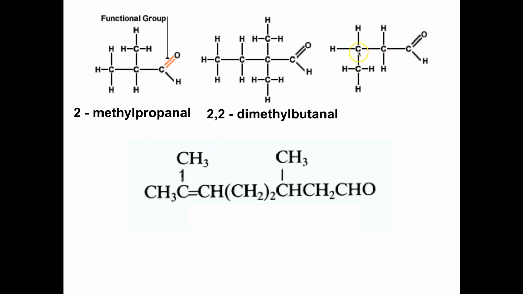1, 2, 3, or is this part of the longest continuous chain? What do you think? Is it a methyl? 1,3 methyl propane? No, it's part of the longest continuous chain. This is not a methyl group. So 1, 2, 3, 4. Butane, single bonds between the carbons. Take the E away and add al: butanal. It's not a methyl group. Longest continuous chain. All right.